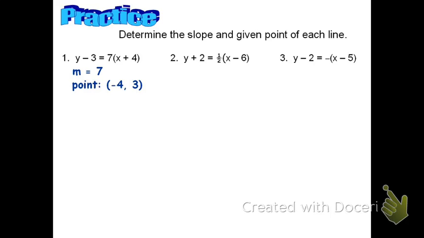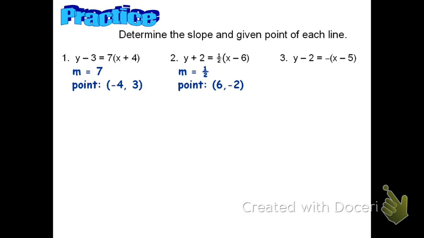In problem 2, we have y plus 2 equals 1/2 quantity x minus 6. The slope of the line is 1/2. X minus 6 tells me that x1 is 6. The y plus 2 tells me that the y1 has to be negative 2. The negative 2 makes it a y plus 2. Therefore, this coordinate would be (6, negative 2).